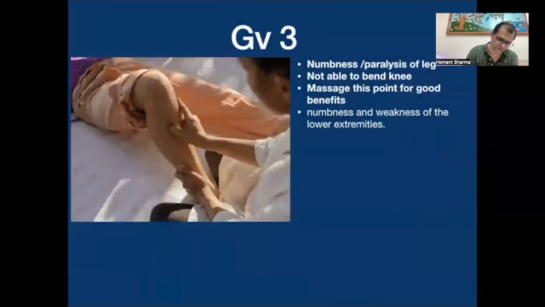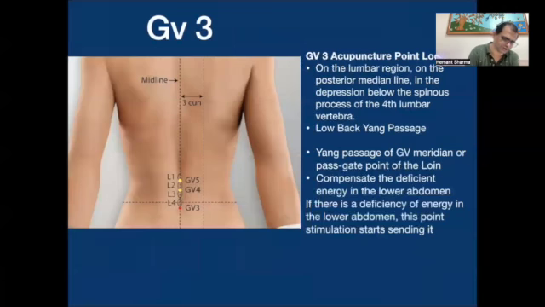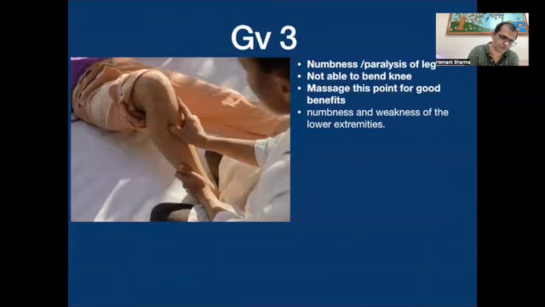So there's a single point governing vessel 3, but it's a very effective point for numbness and the paralysis of the leg. Person is not able to bend the knee, massage this point for good benefit, right?